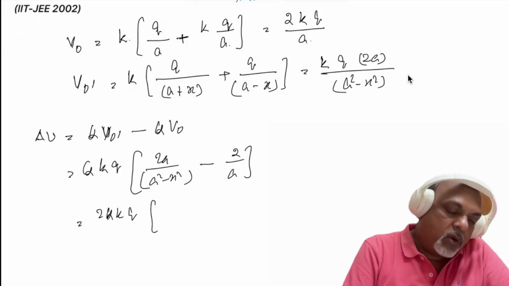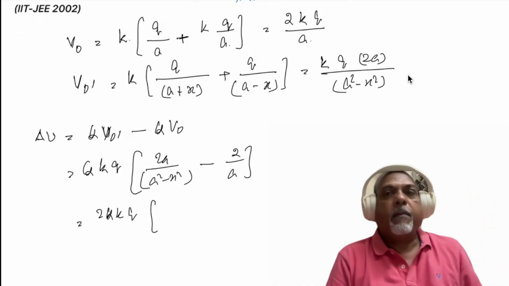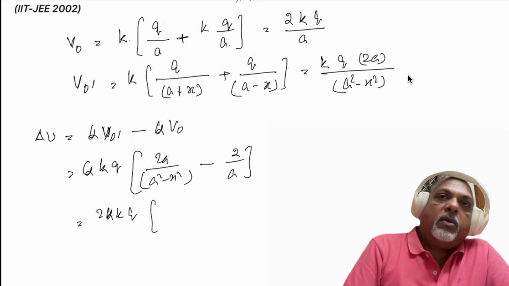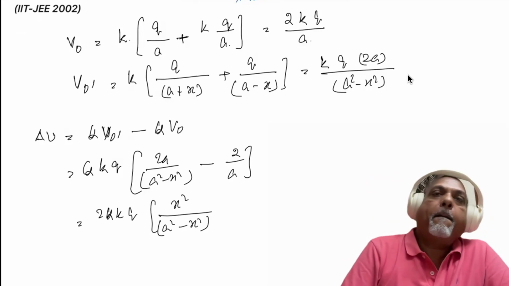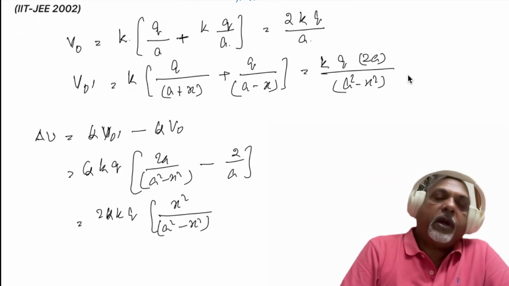You can take 2 also common, and you just simplify it. Correct? When you simplify it, you will get x square upon a times a square minus x square. Correct?